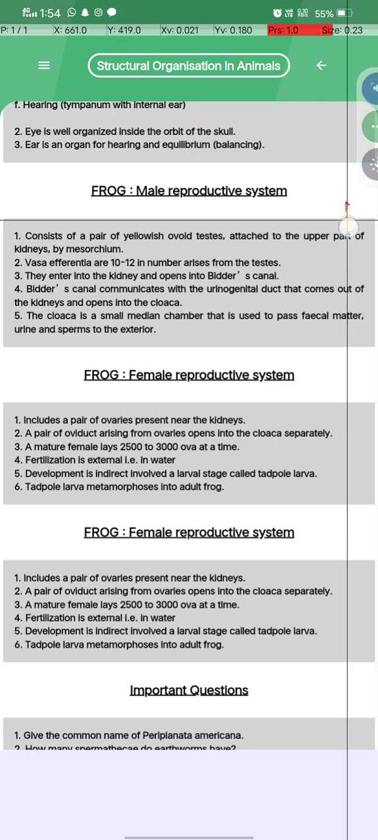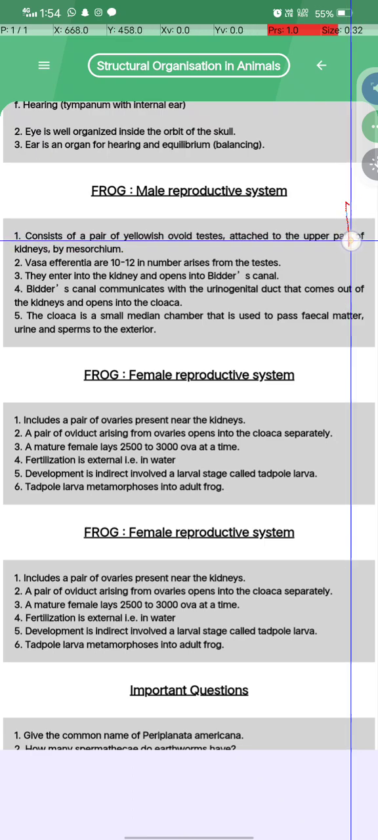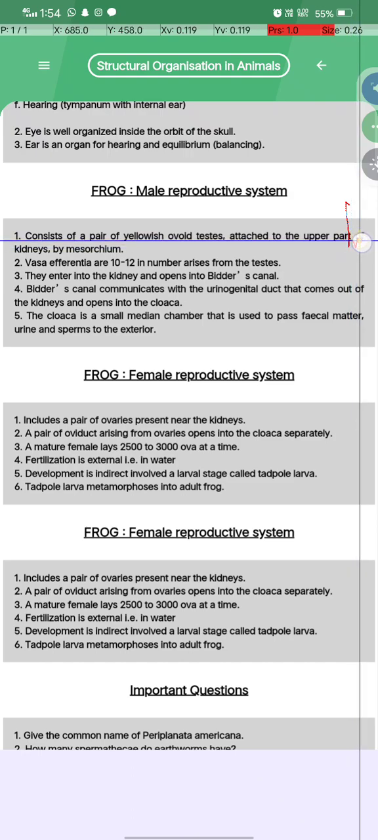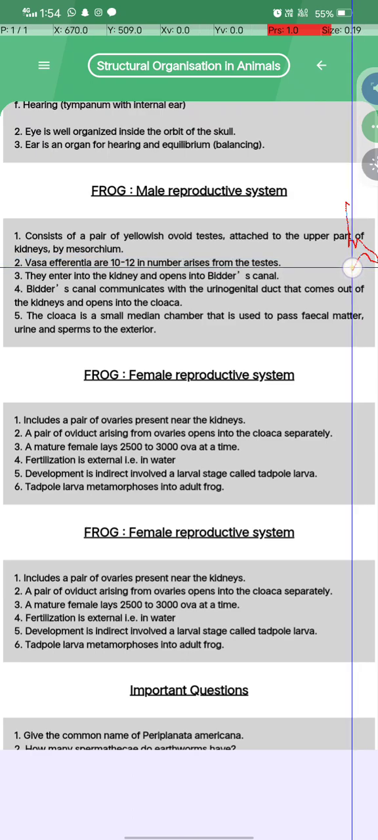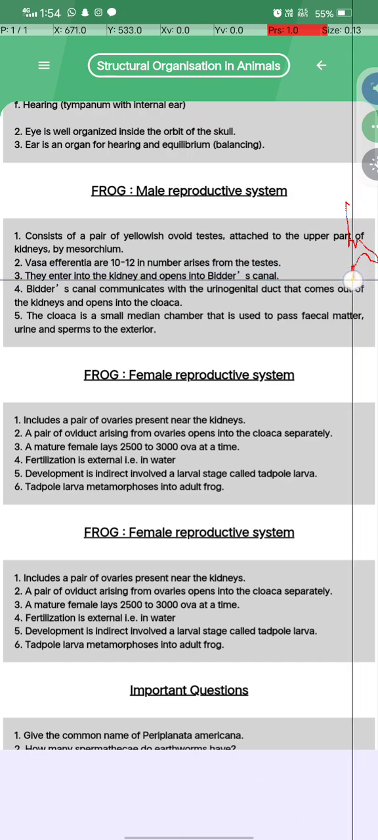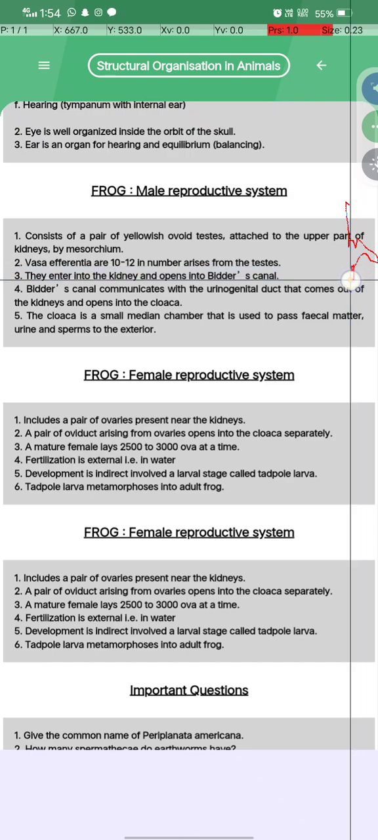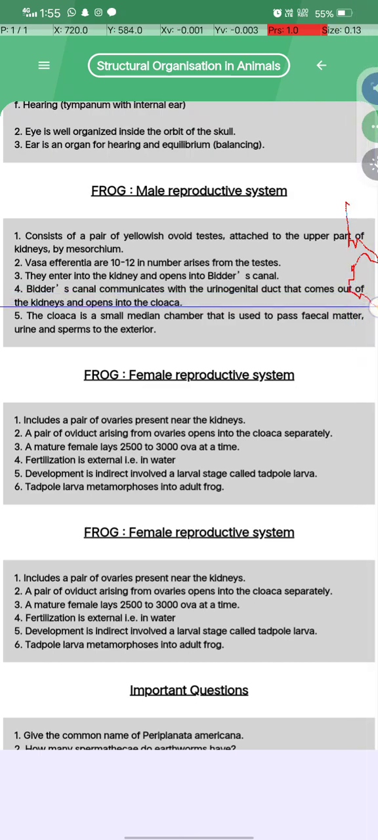The frog male reproductive system consists of a pair of yellowish ovoid testes, attached to the upper part of the kidney by the mesorchium. The vasa efferentia, 10 to 12 in number, arise from the testes, enter the kidney, and open into the Bidder's canal. Bidder's canal communicates with the urinogenital duct that comes out of the kidney and opens into the cloaca.